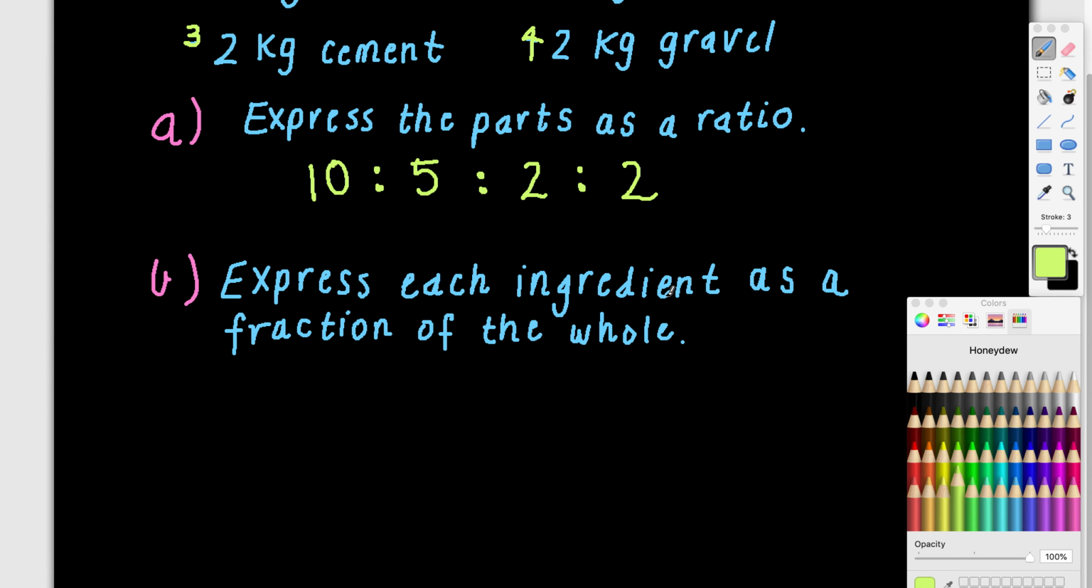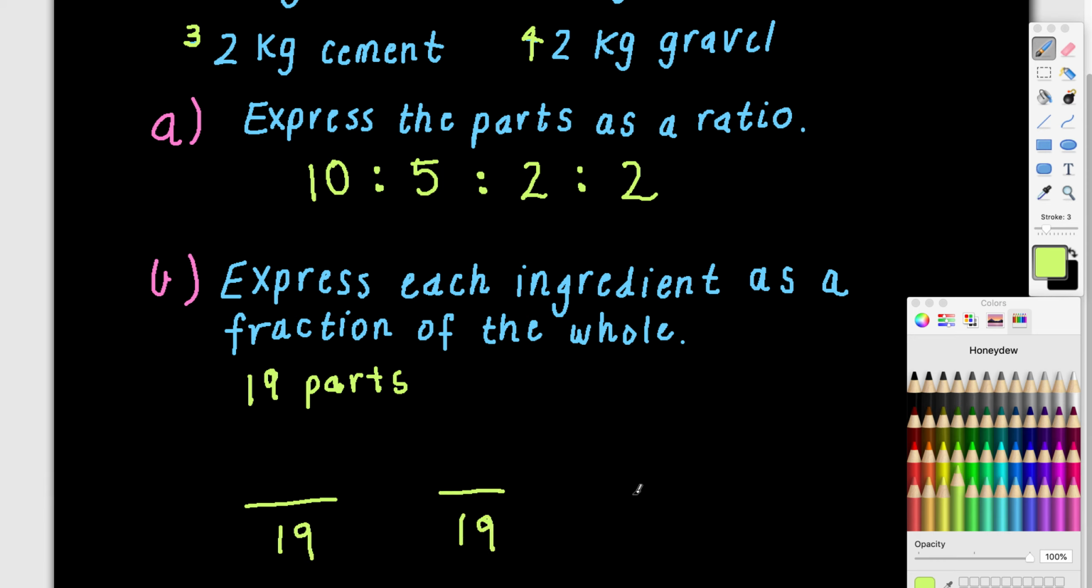Finally, express each ingredient as a fraction of the whole. So just like before, I need to know how many different parts there are. So I've got 10, 5, 2, and 2. So 10 and 5, 15, plus another 4. So I've got 19 parts altogether, which means that my denominator of the fraction has to be 19.